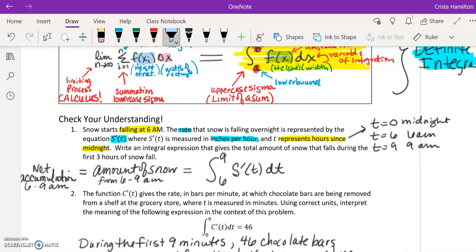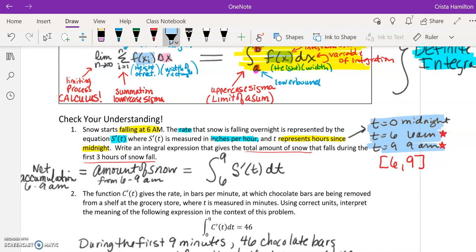Now, I highlighted this because I think it is going to be something that you have to pay attention to. When I'm getting my quote-unquote interval for my bounds, what I have to recognize is that t equals 0 is midnight. But the snow didn't start falling until 6 a.m. And so when I ask for the total amount of snow during the first 3 hours of snowfall, you should not go 0 to 3 for your interval. Your interval is going to be 6 to 9 in this problem.